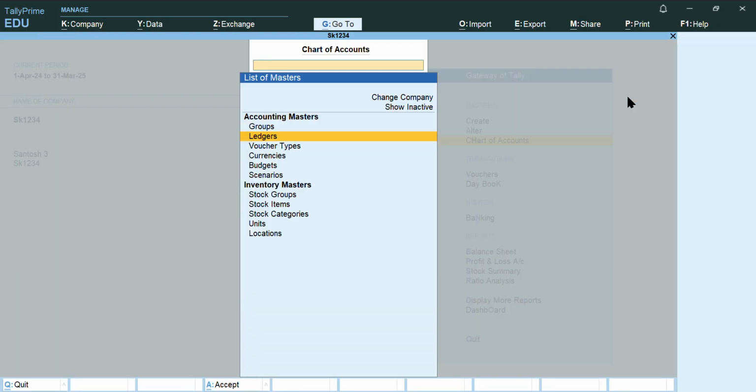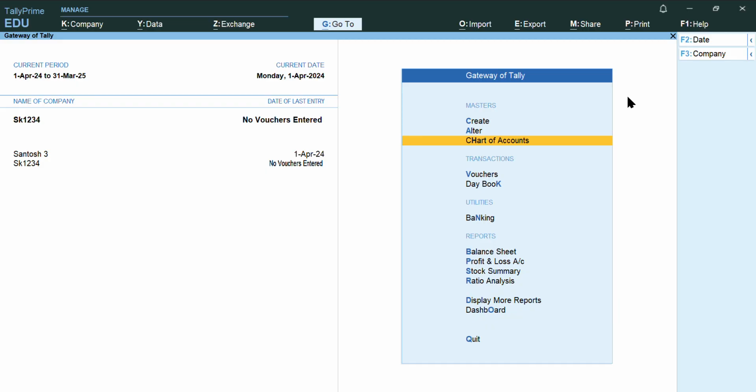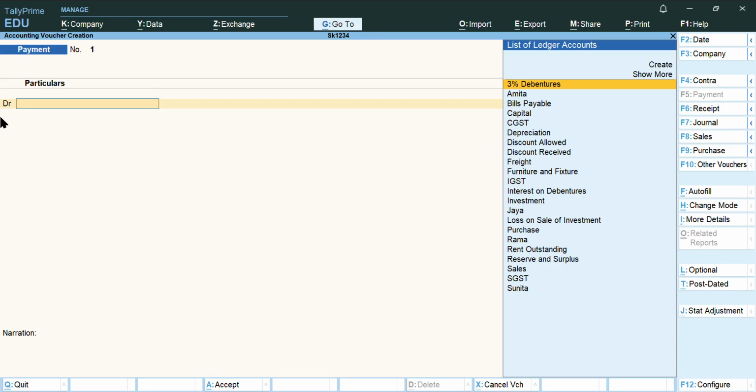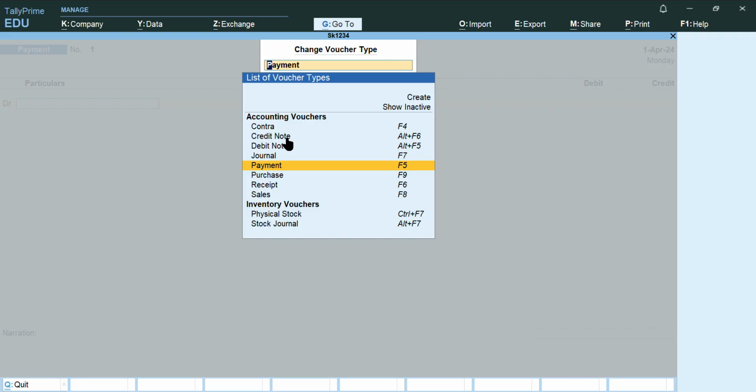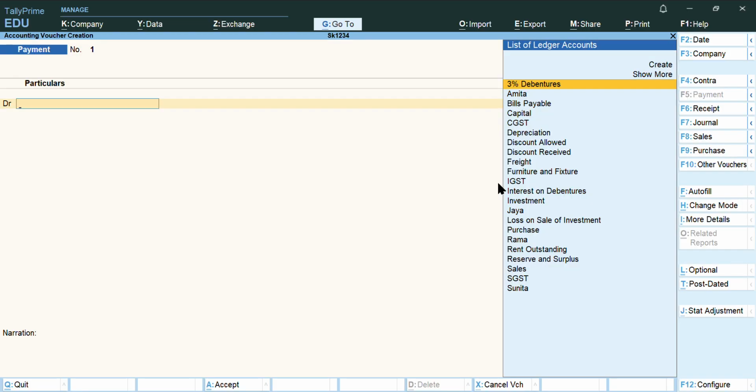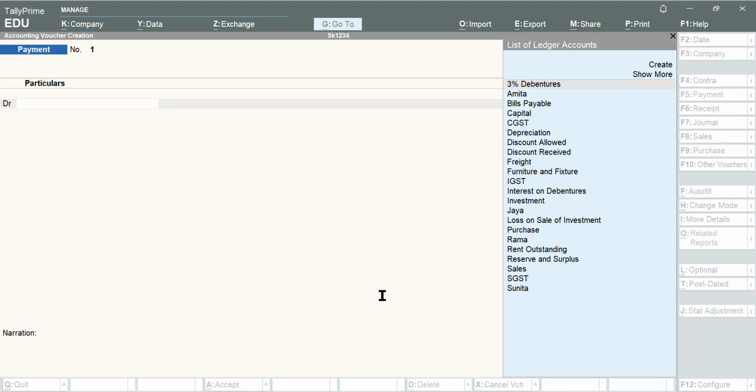So let us escape. Now we are to pass the journal entry, so we come to voucher entries. So these are all the vouchers here. Look at the right side: contra, payment, receipt, journal, sales, purchase. Then other vouchers include credit note, debit note, etc. So you can select the voucher for your transaction. So let us take up the transactions one by one and pass journal entries.